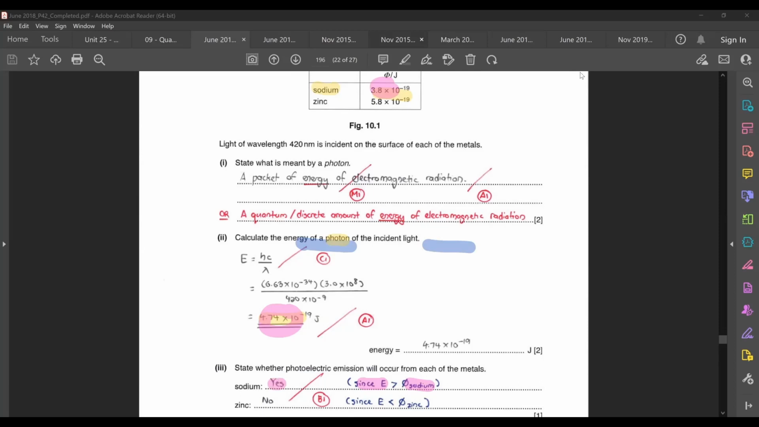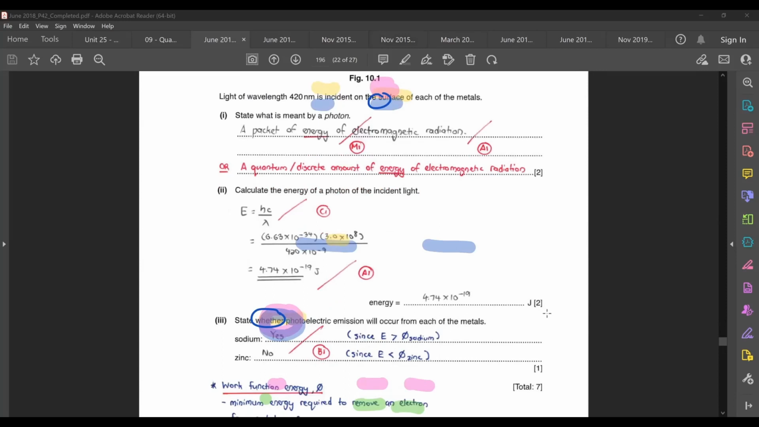But now if you look at zinc, zinc is 5.8 times 10 power minus 19. Your energy of photon is 4.74 times 10 power minus 19. If you compare 5.8 and 4.74, obviously your photon energy is now less than your work function energy. Therefore, you are not going to have any photoelectric emission. So that is one other part to take note of.